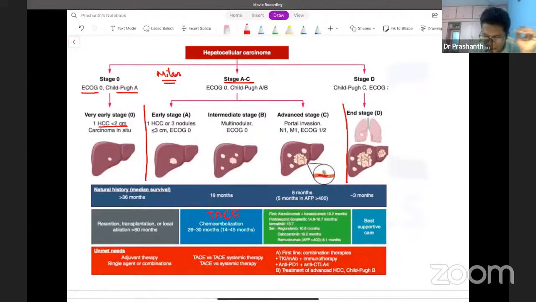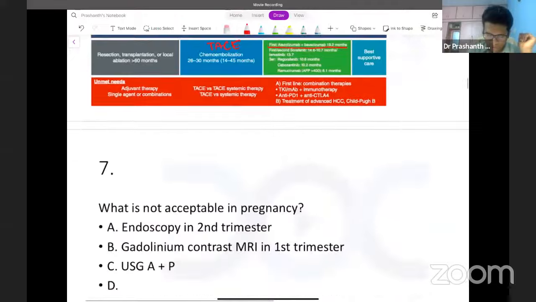Okay. And still beyond, where there is nodal metastasis, portal invasion, these kinds of situations, the treatment gets a little advanced and you probably might have to depend on systemic therapy. And the first line of therapy has again changed recently. And this is the treatment that is generally the first line right now. Okay. It is atezolizumab plus bevacizumab. Okay. So this is done.